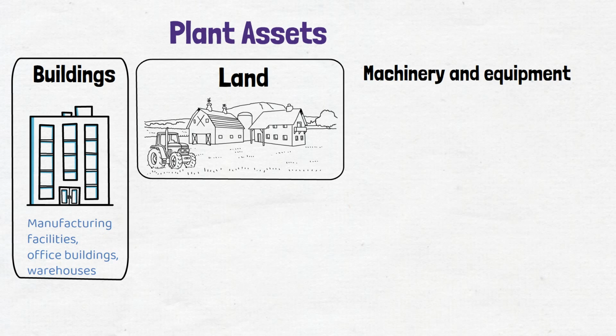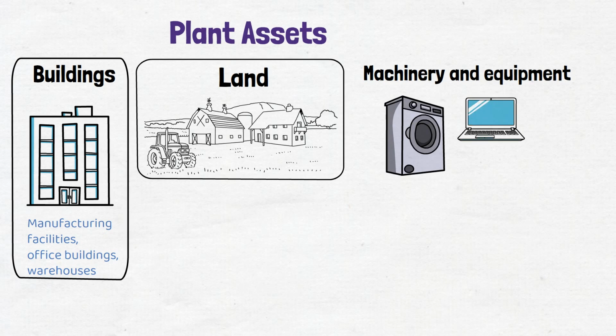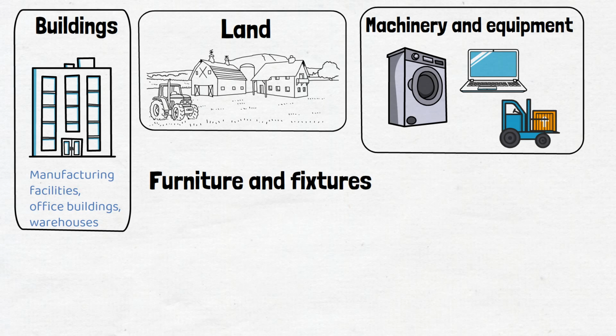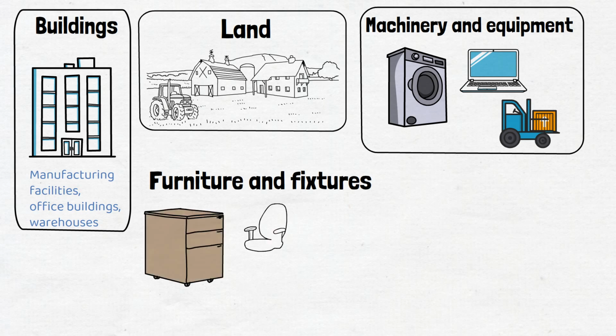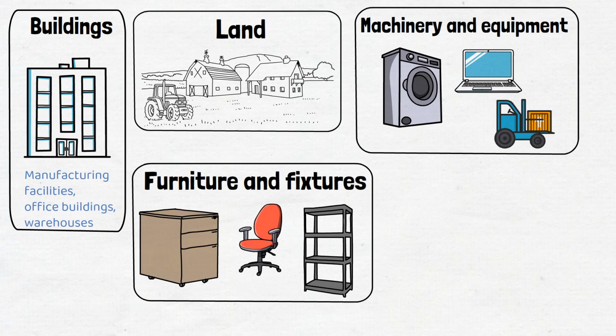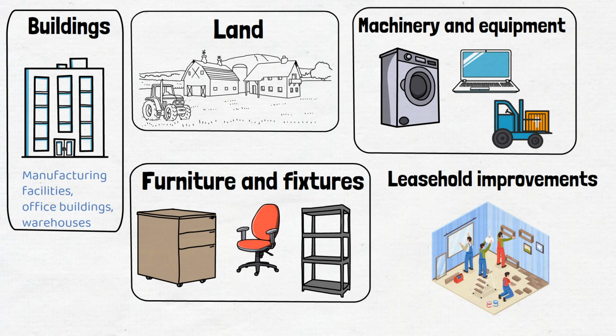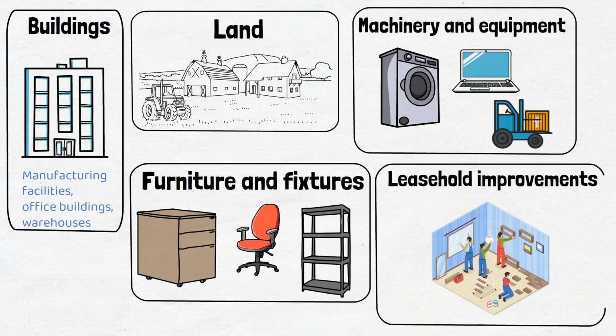Machinery and equipment. This includes any equipment the business uses to produce its products or services, such as production machinery, computers, and vehicles. Furniture and fixtures. This includes any furniture or fixtures used in the business, such as desks, chairs, and shelving. Leasehold improvements. These are improvements that a business makes to leased property, such as remodeling a rented office space.